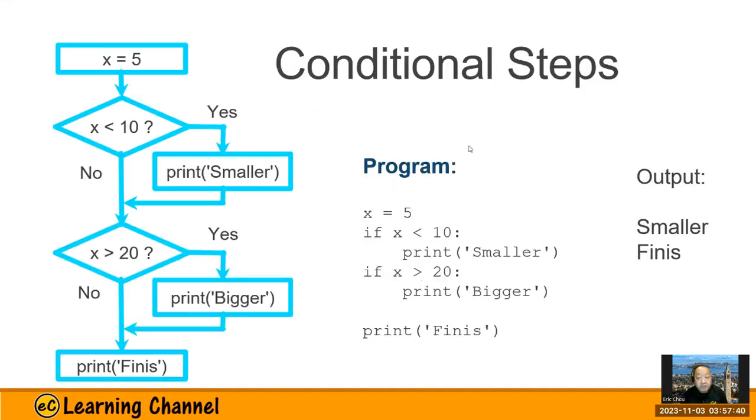So we may have conditional steps. Let's assume that we have x equals 5. When x is less than 10, we'll print out it's smaller. And if it's greater than 20, we'll print bigger. So that is a program for the guessing number problem, okay? And then this is the flowchart.